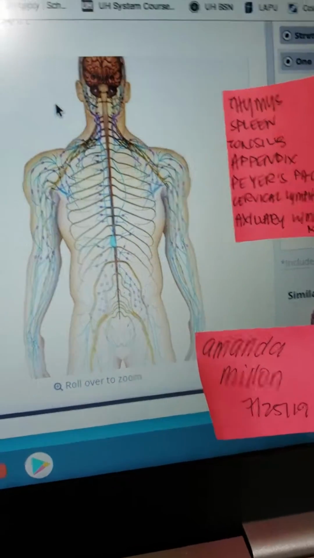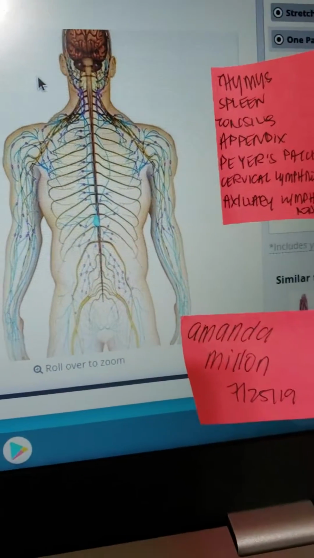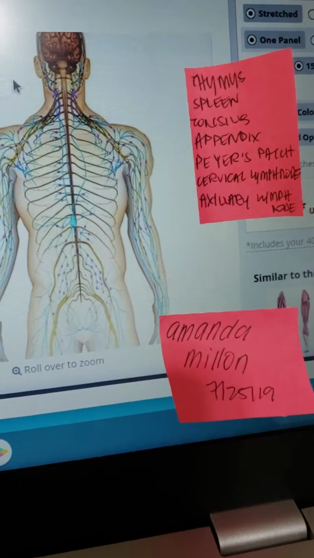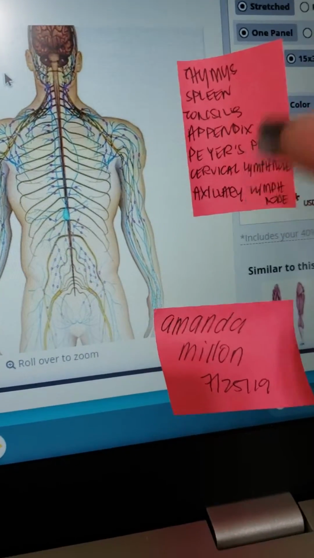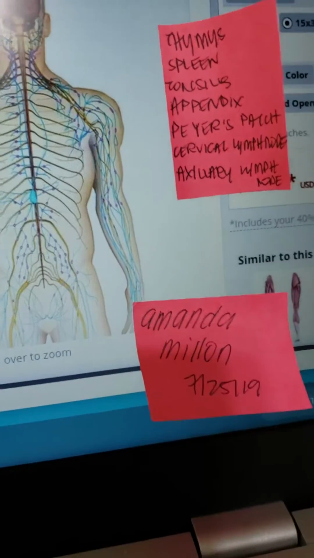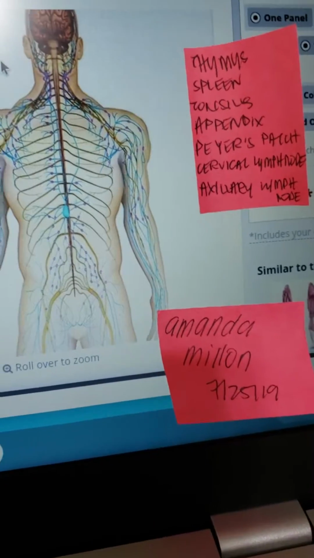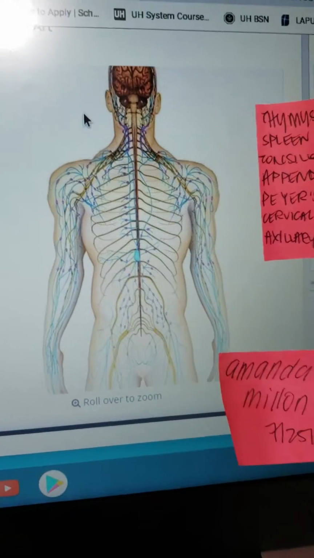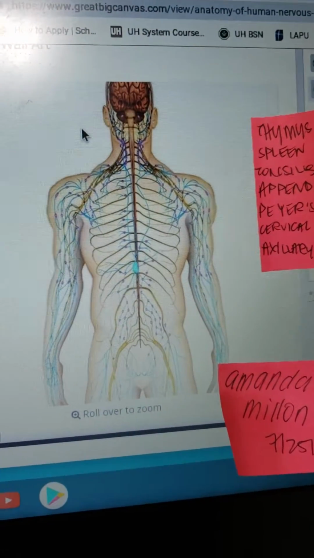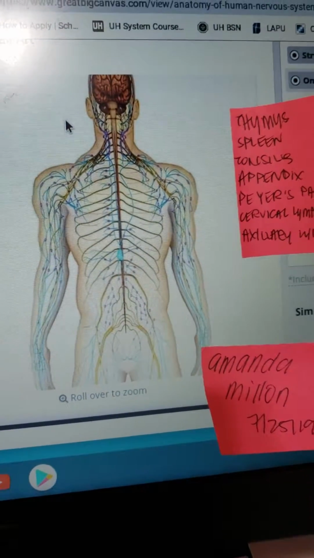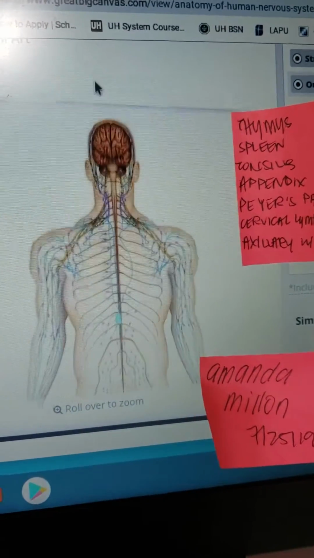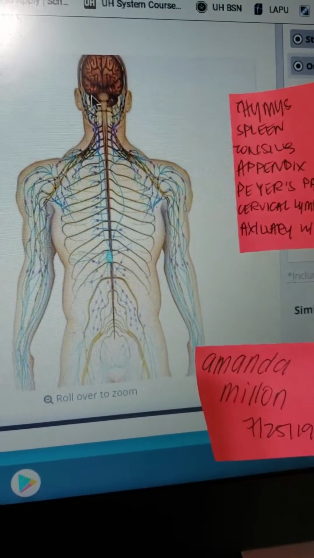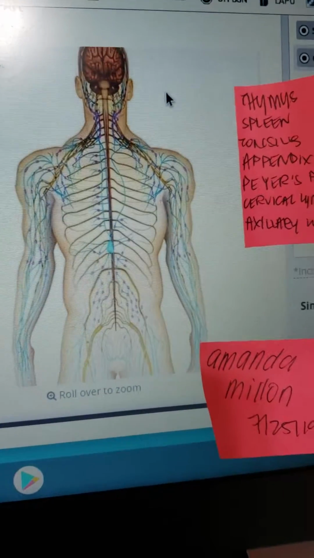Today I'll be pointing out the lymphatic system. So we've got the thymus, spleen, tonsils, appendix, Peyer's patch, cervical lymph node, axillary lymph node. I'm using this diagram from greatbigcanvas.com. It is the nervous system, but I'm just going to use it because it's pretty cool. It zooms up to the picture, so it's an awesome presentation, I think, nonetheless. So here we go.